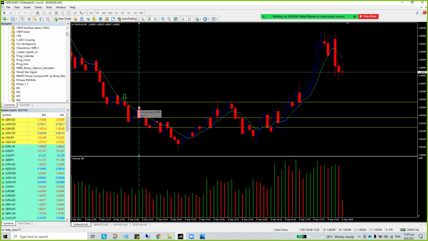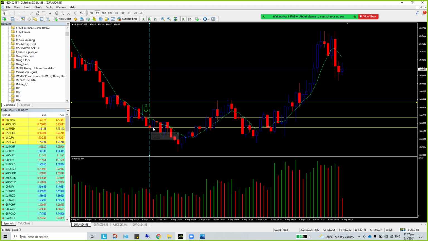Again, we have to wait for another pattern. One, two, three. Either buy, so we should get the signal here. Again we have to wait. Then there is no pattern. Then here we got the pattern. One, two, three. One, two, three, five signals. The next candle is red.